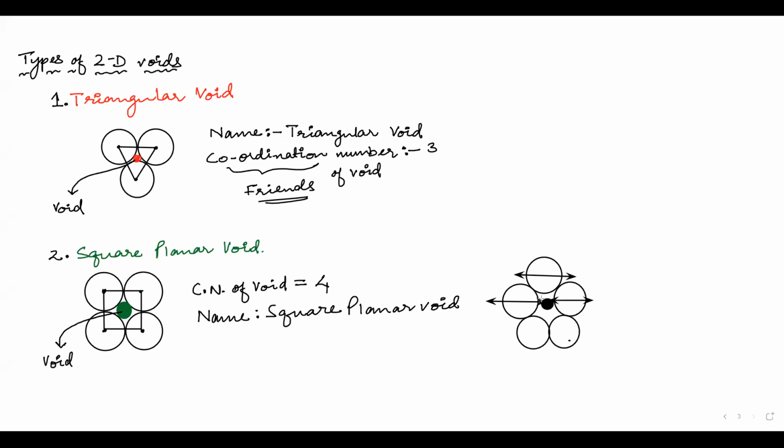These voids are not stable. If you have this much of space, what will happen? They will collide with each other. Most probably they will make a triangular void. These two atoms will collide with each other and push these down and make a triangular void. Similar will be the case for these downward atoms. So this is the case: triangular voids and square planar voids are the only case for 2D voids. Any other arrangement will be very unstable and would lead to these 2 voids, square planar and triangular.